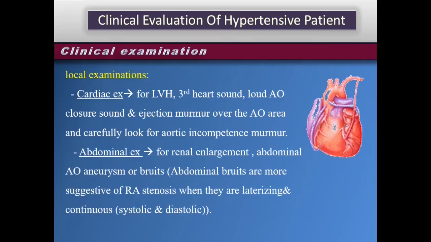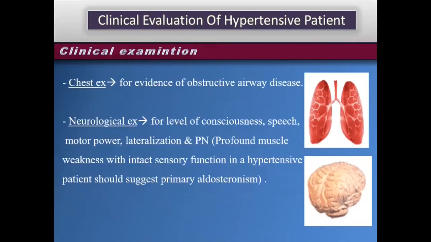And then we'll come to local cardiac examination, searching for left ventricular hypertrophy, gallop, and ejection murmur over the aortic area, and carefully look for aortic murmur. Abdominal examination for renal enlargement, abdominal aortic aneurysm, and renal bruit. Chest examination for COPD, neurological examination, searching for the level of consciousness, speech, motor power, lateralization, and others.